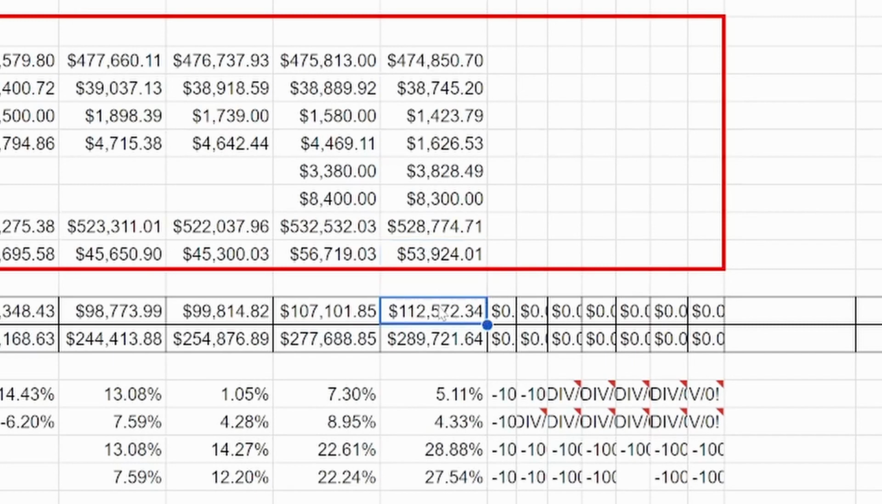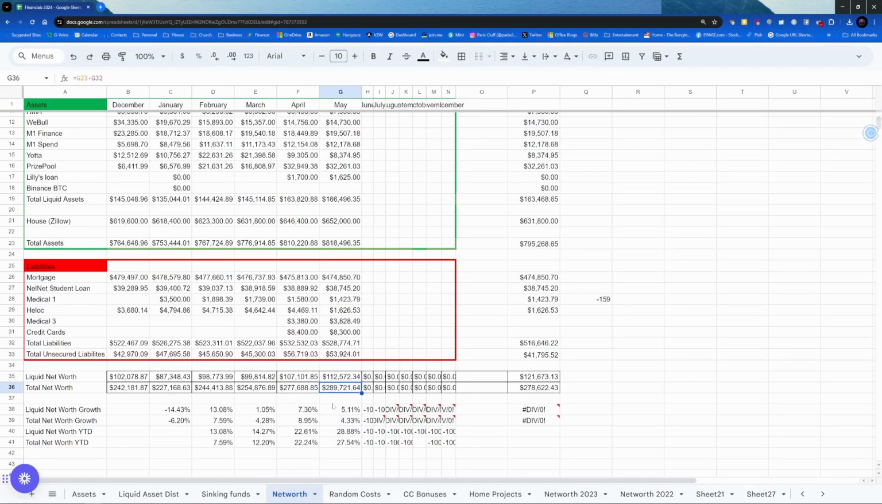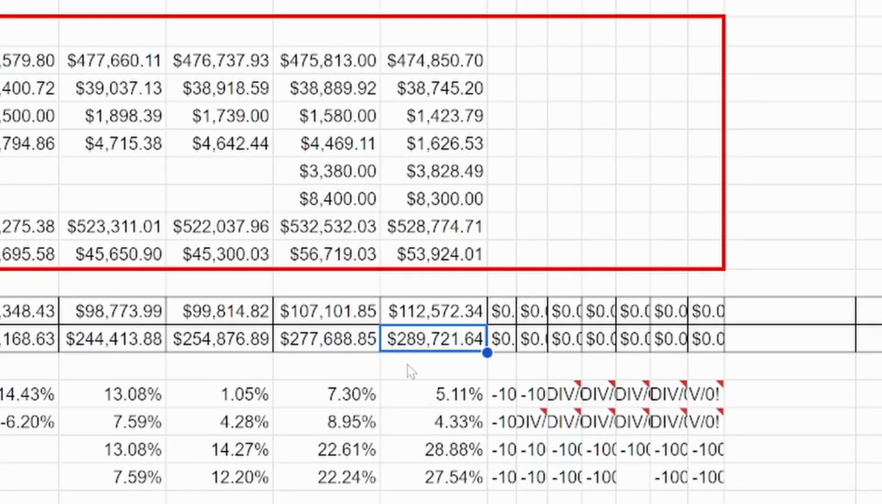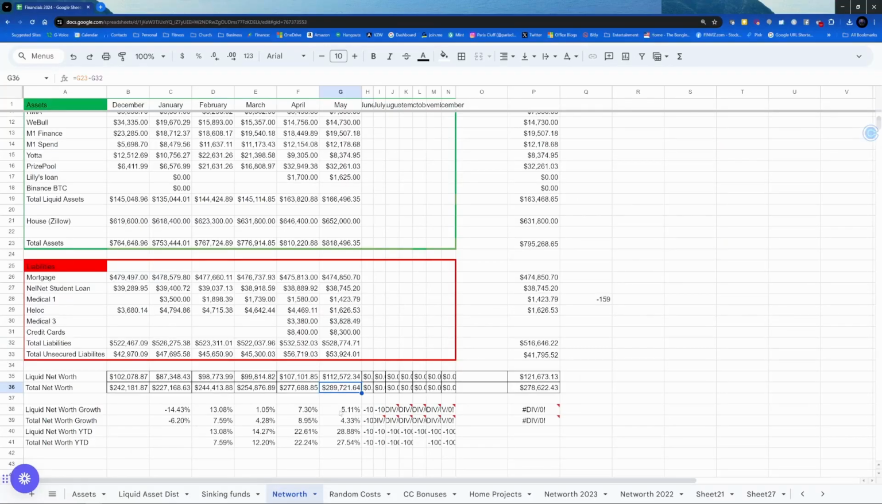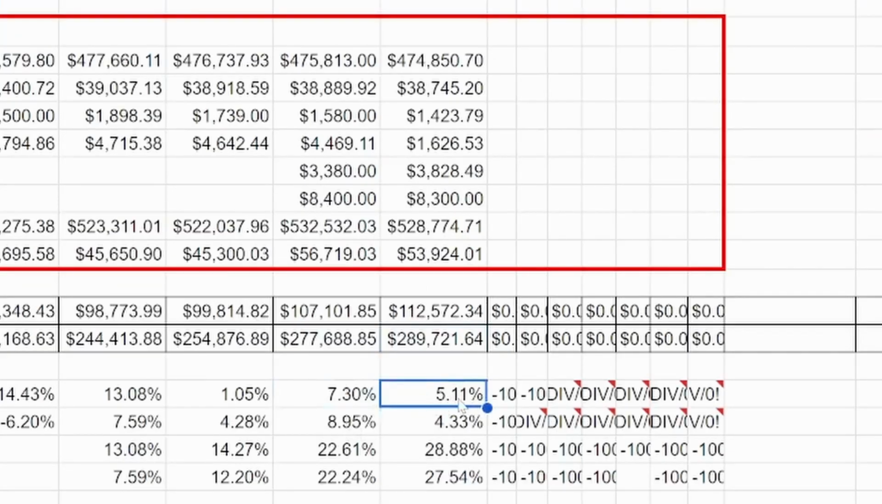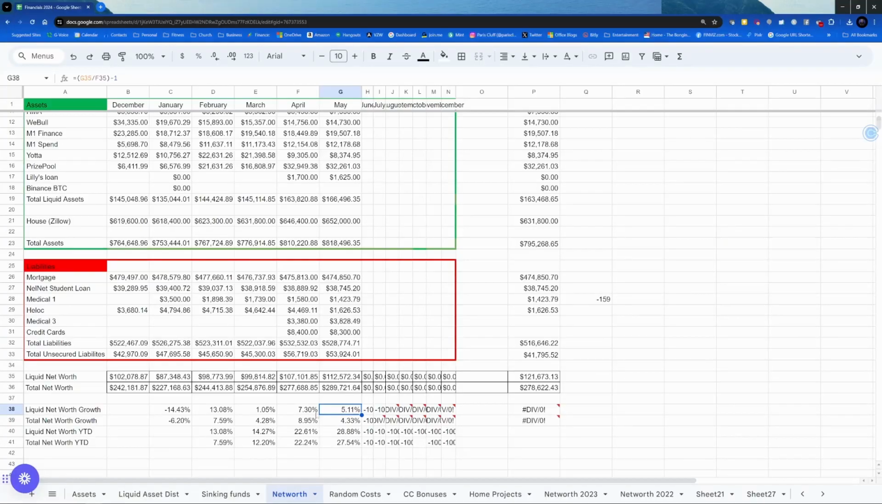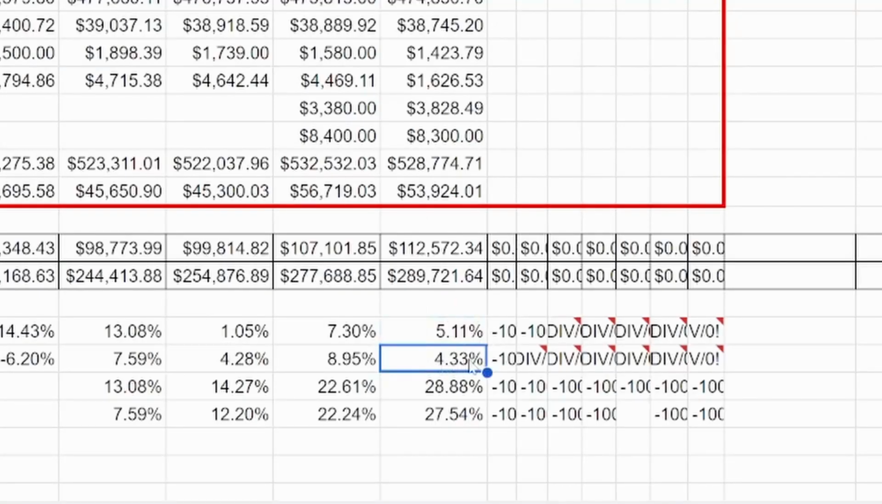So if I was to take a look at this here, my total liquid net worth in May is $112,572. My total net worth overall, including my home and my mortgage, is $289,721. Now, what's cool is that I keep track here of my monthly growth. From month to month, from April to May, I grew just over 5% in my liquid net worth. And my total net worth grew just under 5%, 4.33%.